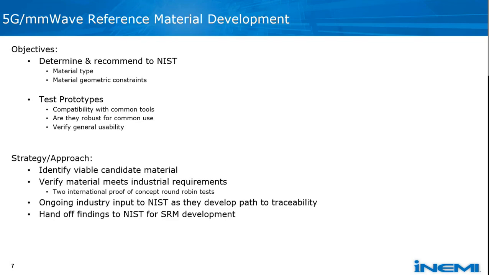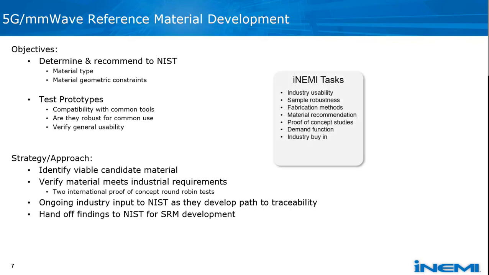And so the strategy that we came up with for this was to essentially identify some candidate materials, and then we would make prototypes and verify that the materials meet the requirements by sending them around to these international labs in two different round-robin experiments. And we'll talk about the details of those in a minute. As we're doing this, NIST is obviously part of this project, and so we would provide input into NIST as they're working on the pathway to traceability, and ultimately hand off all of these recommendations and findings to NIST so that they can finally develop the SRM. And that's kind of where we are today.